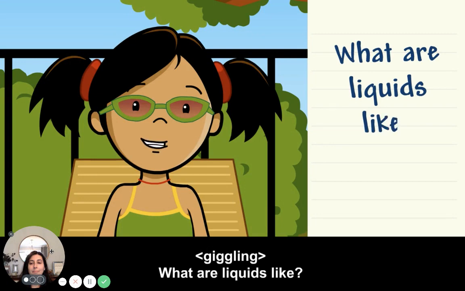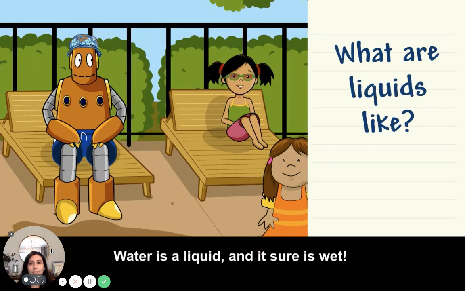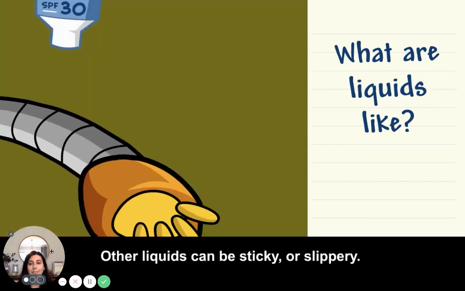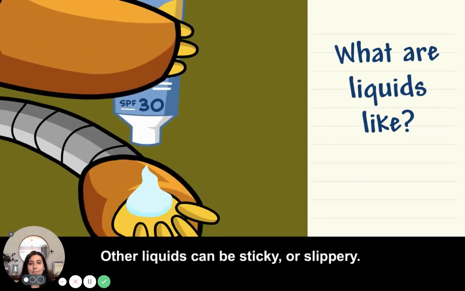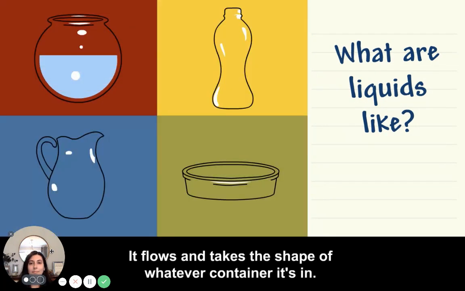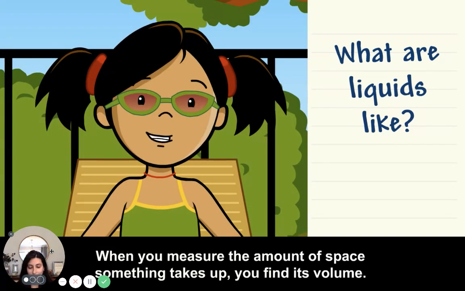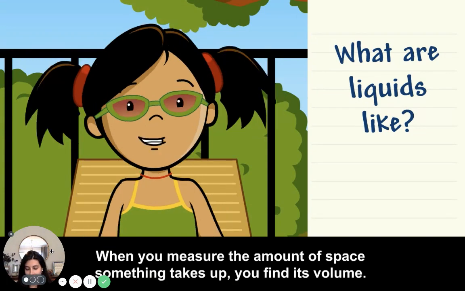What are liquids like? Water is a liquid, and it sure is wet. Other liquids can be sticky or slippery. A liquid is a kind of matter that does not have its own shape. It flows and takes the shape of whatever container it's in. When you measure the amount of space something takes up, you find its volume.